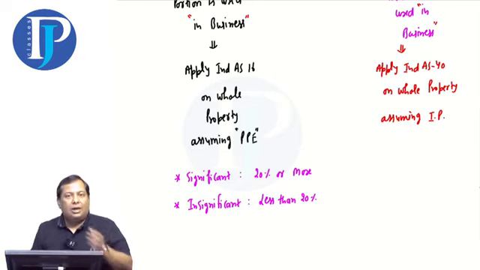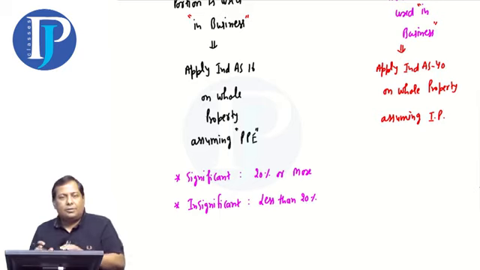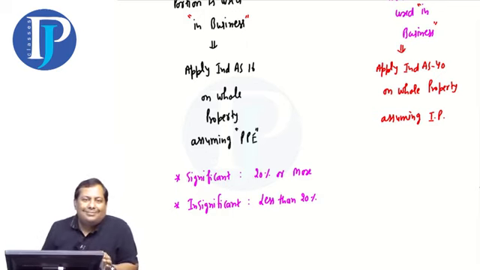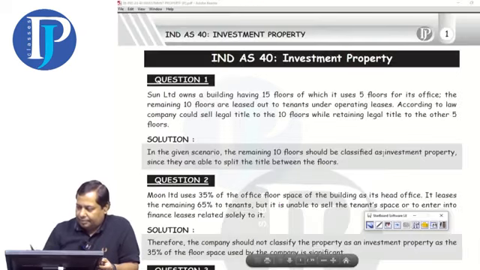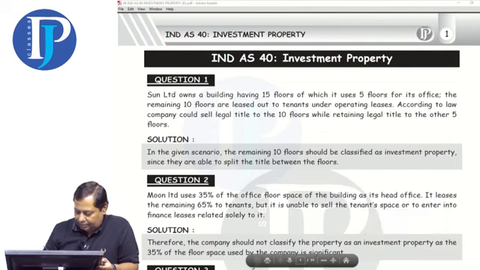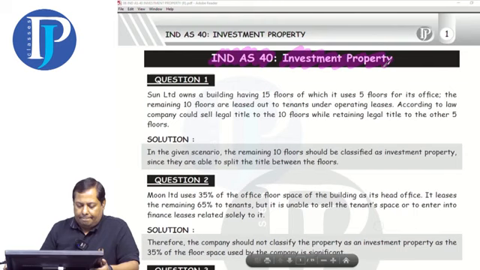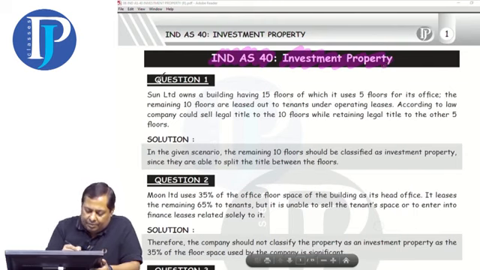So, you said that Ind AS 40 is very easy. It is very easy. This is the easiest accounting standard of yours in the entire syllabus. Now let's do 1 or 2 questions. Then I will take you further. Ind AS 40. Let's check some questions of investment property. So, the first question.